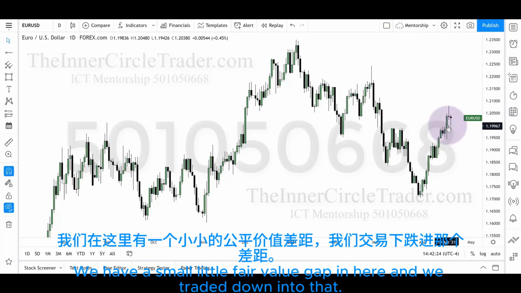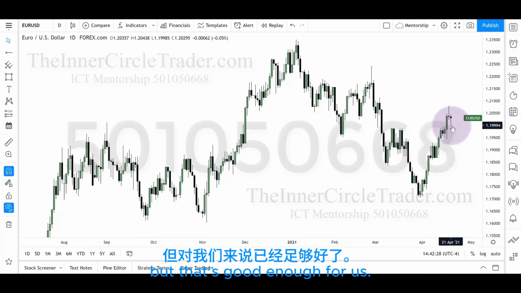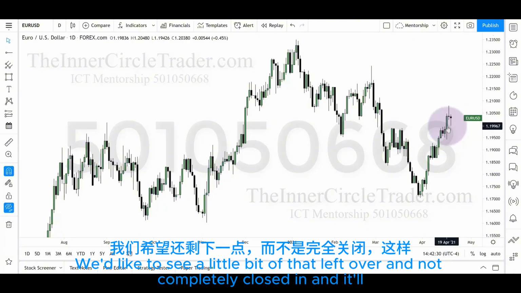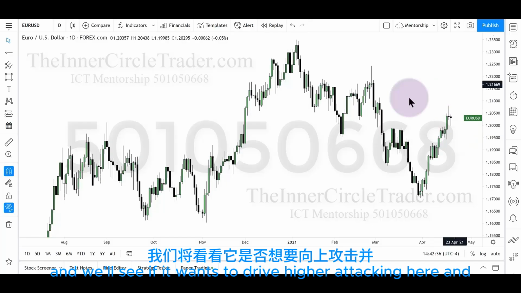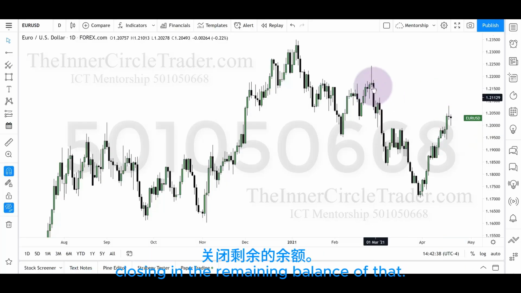We have a small little fair value gap in here. We traded down into that. Didn't quite close it in, but that's good enough for us. We'd like to see a little bit of that left over and not completely closed in, and it'll act like a breakaway gap. And we'll see if it wants to drive higher, attacking here and closing in the remaining balance of that.